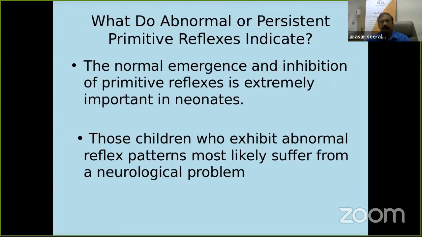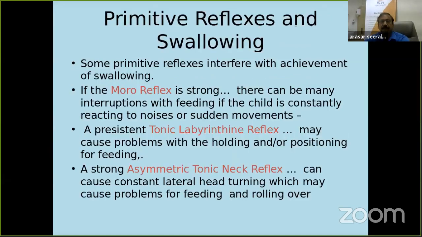What do these abnormal or persistent primitive reflexes indicate? See, if these abnormal primitive reflexes persist without the emergence of voluntary activity, it is a clue that these babies are suffering from a neurological problem. Some of the primitive reflexes interfere with swallowing and sucking, which becomes evident very early in the neonatal period, because sucking and swallowing become an early part of the survival instinct.